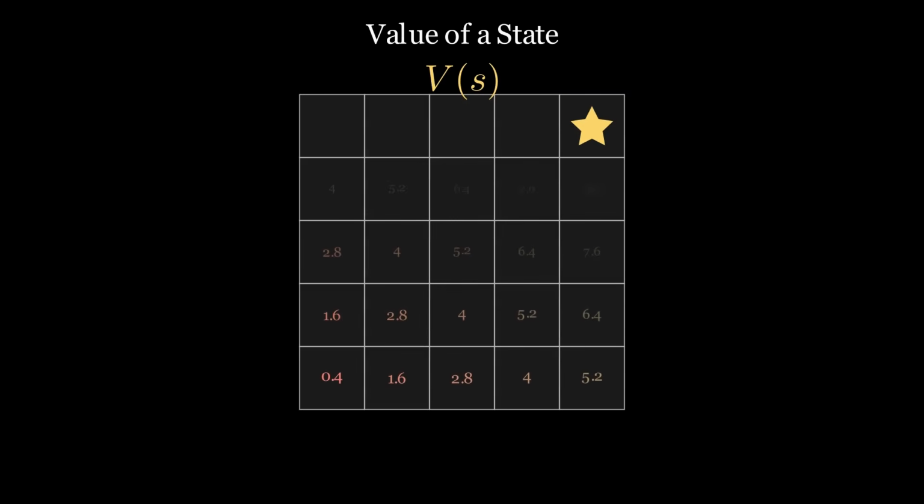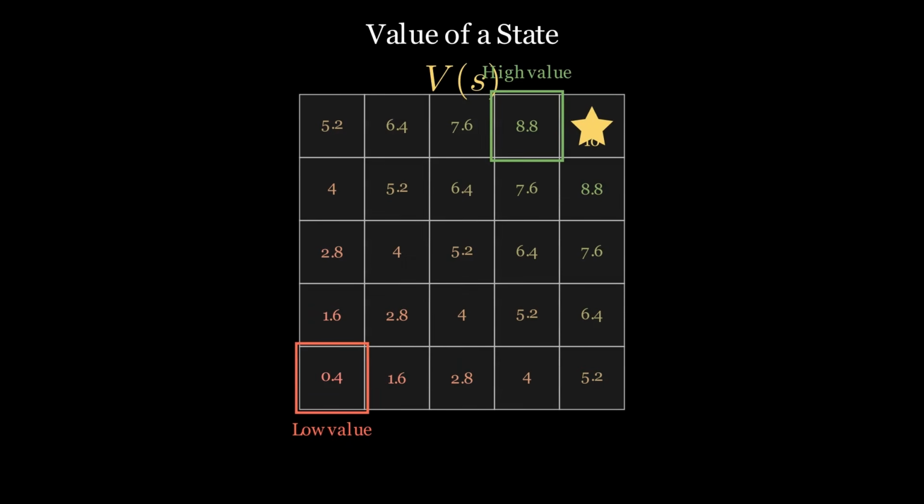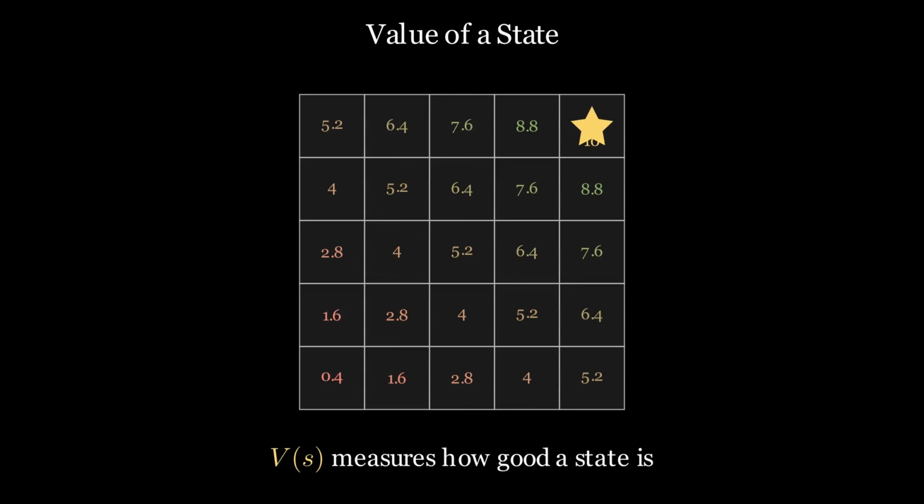Can we put a number on how good a state is? Yes, we call it V of S, the value function. Every cell now has a value. Low numbers far from the goal, high numbers close to it. This cell has low value, this one has high value. V of S measures how good a state is.